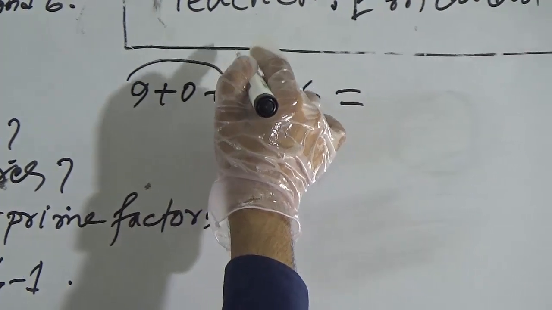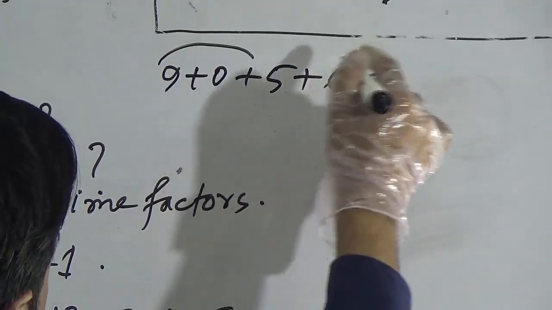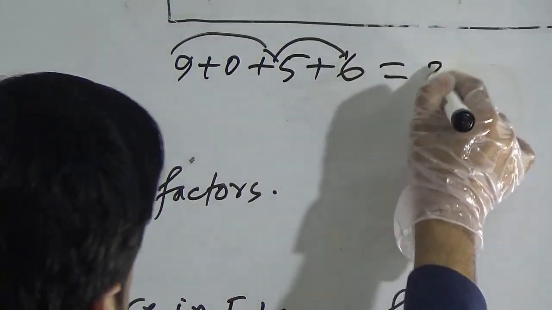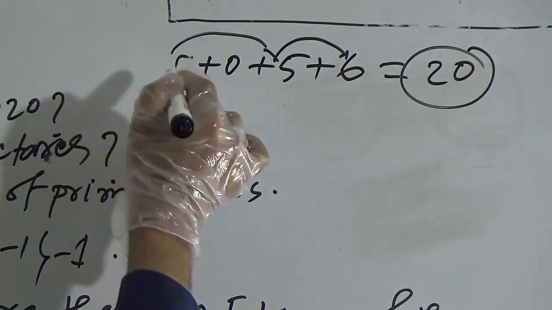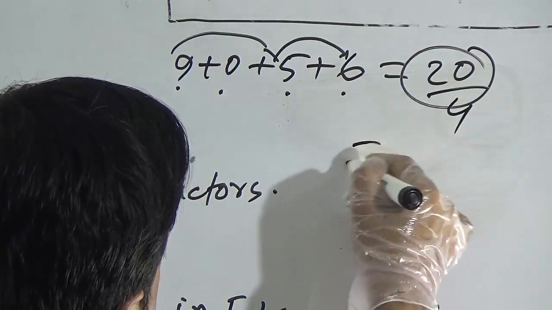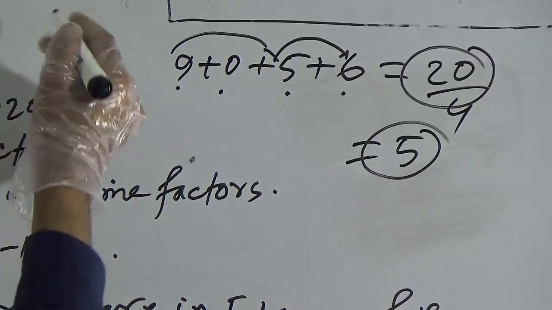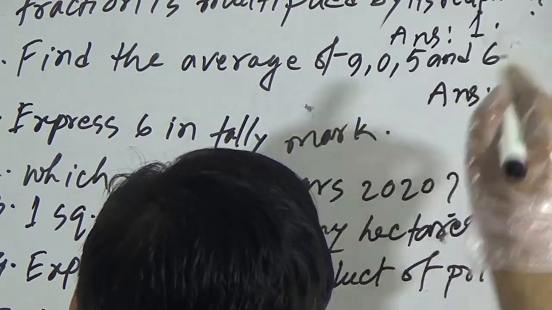9 and 0 will be 9, and then we have to add 5. This is 14, and then we have to add 6. This will be 20. Now the number of quantities is 1, 2, 3, 4. So we have to divide this by 4 to get the average. If we divide, we will get 5. So our required average is 5. So the answer of question 40 is 5.